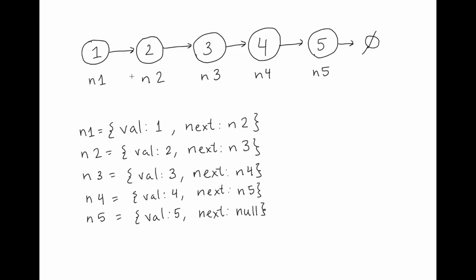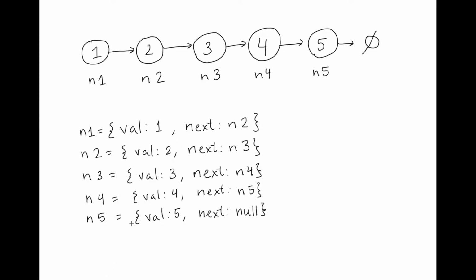Programmatically in JavaScript, a linked list can be represented as a series of objects, where the key value represents the value of our node. So for n1, the value is 1, for n2, value is 2, and so on. And the key next represents to what node this arrow points to. So in case of the first node, the arrow points to node 2. So we set next to be equal to n2.